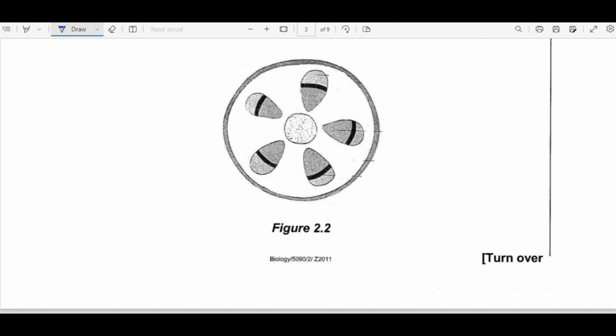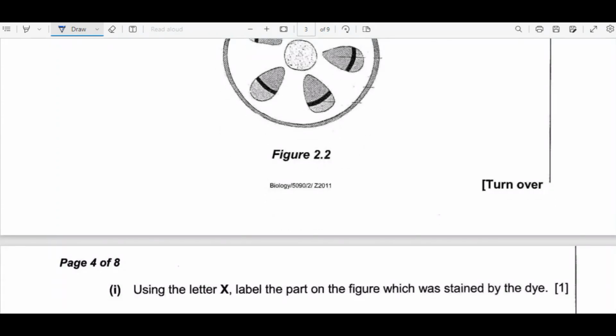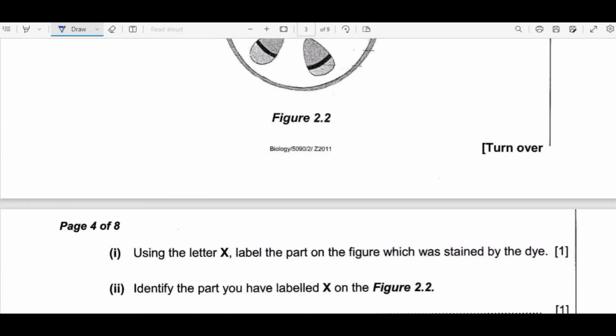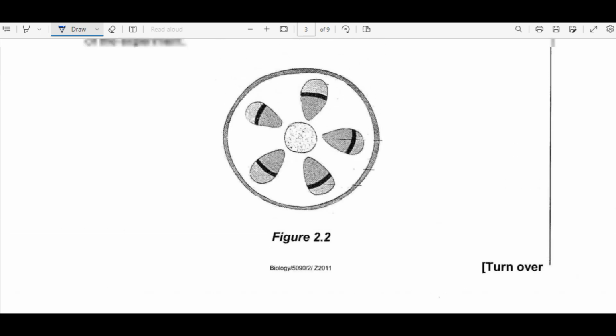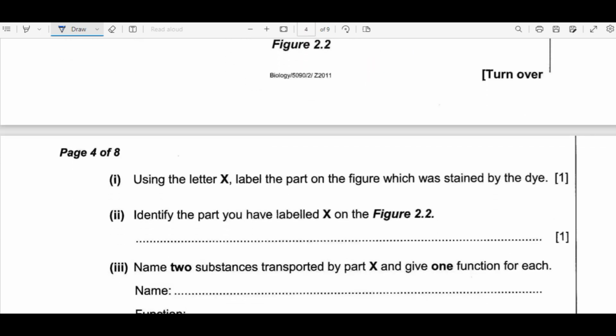Then we move on to question C. Figure 2.2 shows the cross-section of the stem obtained from figure 2.1 at the end of the experiment. Then using letter X, label the part on the figure which was stained by red dye. Red dye is considered as a solution, so which vessel transports the solution? It is this vessel. So X is this one. Then identify the part you have labeled X on figure 2.2. This is a xylem.